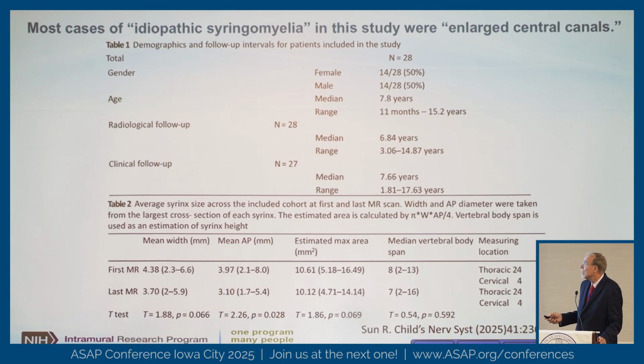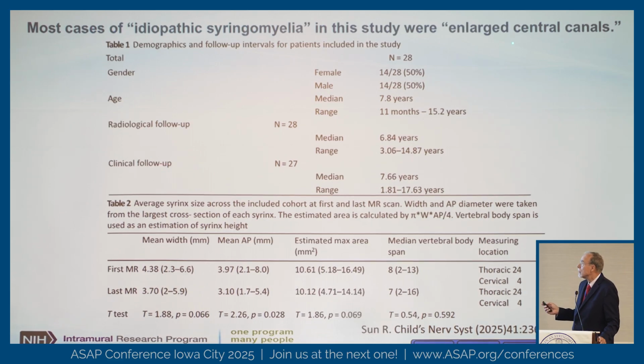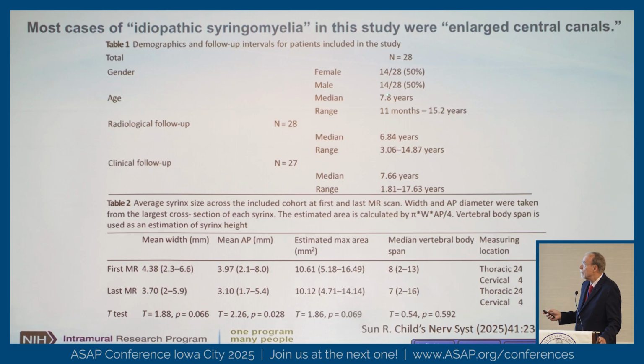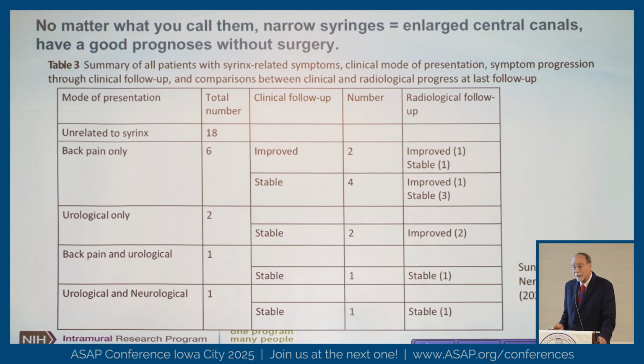I think that most of the cases of idiopathic syringomyelia in this study were actually enlarged central canals. But be that as it may, people did well, no matter what you call them, with the follow-up. You see here there's a lot of follow-up, and the patients didn't get worse. Actually, some improved. So no matter what you call them, narrow syrinxes or enlarged central canals, they have a good prognosis.